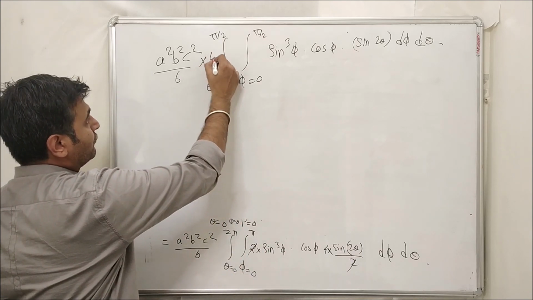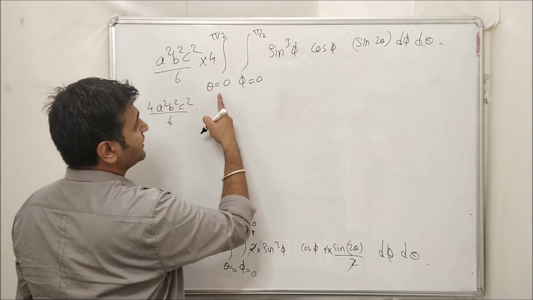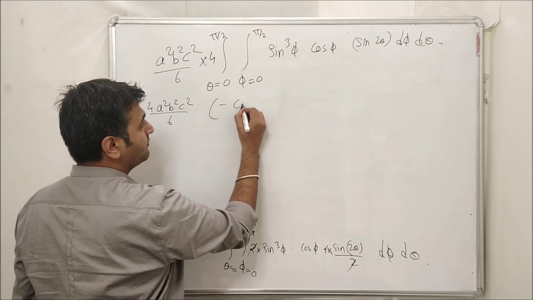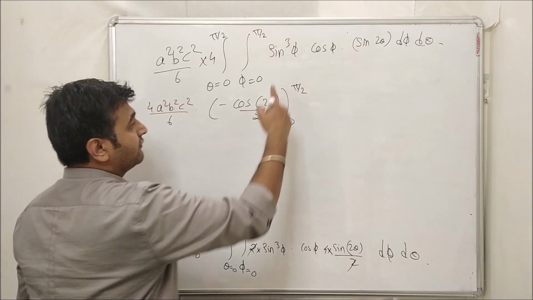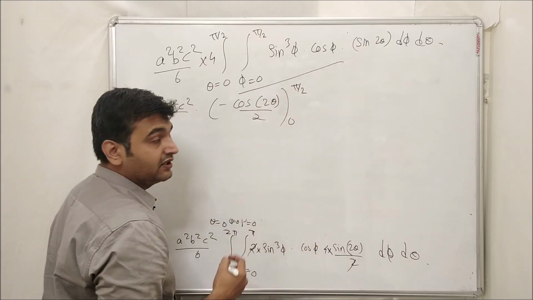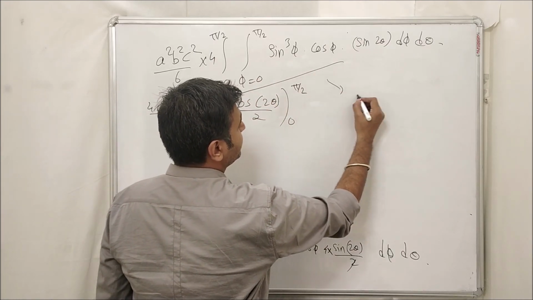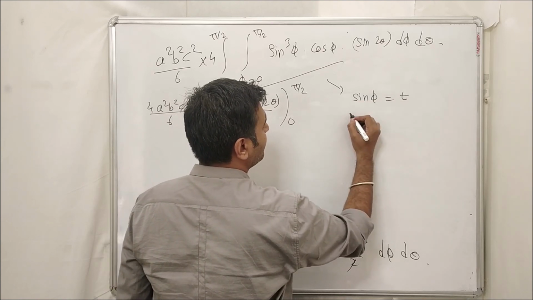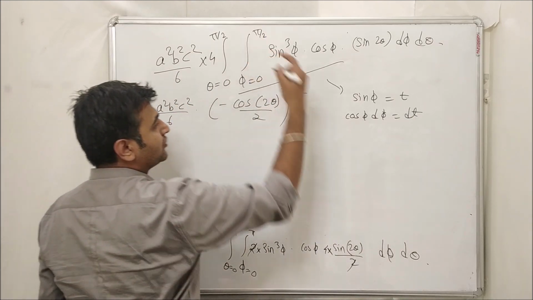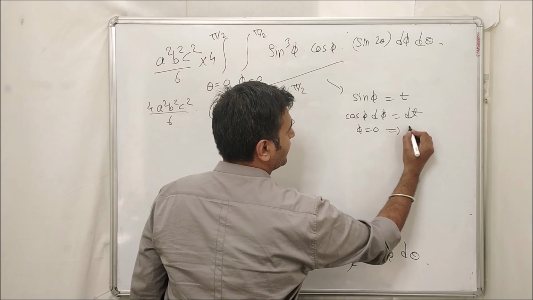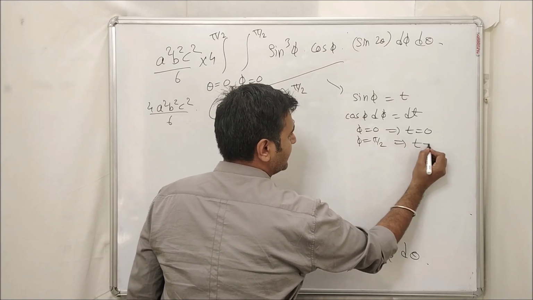There was a 4 over, so I take the 4 outside. So you have 4 a square b square c square by 6. What is the integration of sine 2 theta? It is minus cos 2 theta by 2, from 0 to pi by 2. And for the phi part, you replace sine phi by t. So cos phi d phi is equal to dt. And since phi is from 0 to pi by 2, when phi is 0, t is 0 because sine 0 is 0. And when phi is pi by 2, t is nothing but 1.